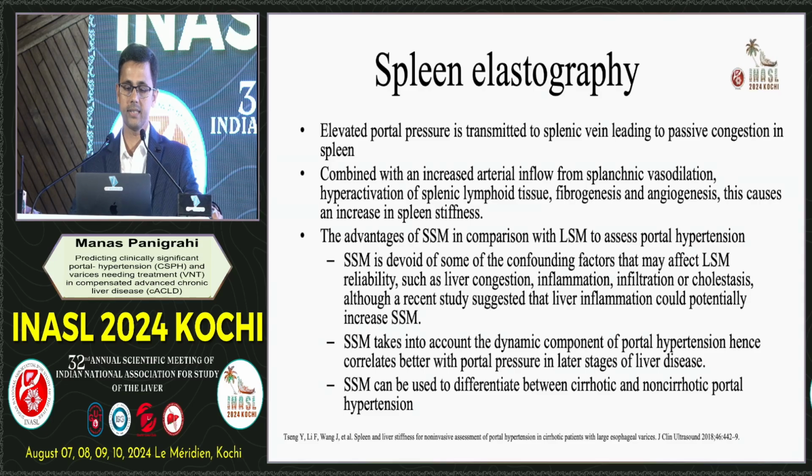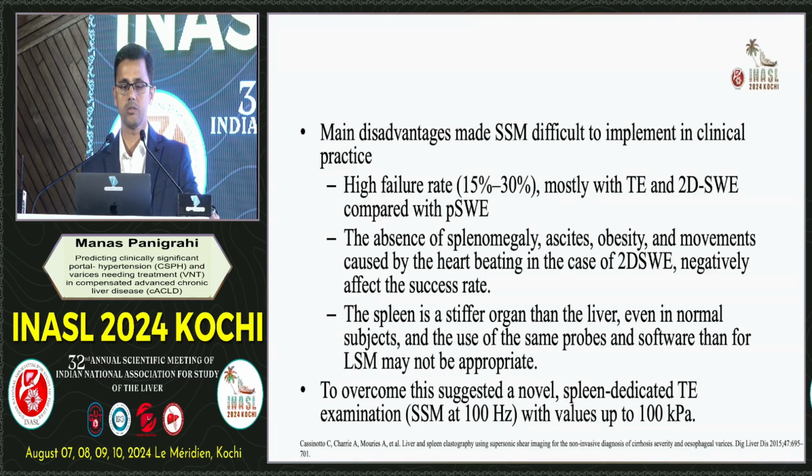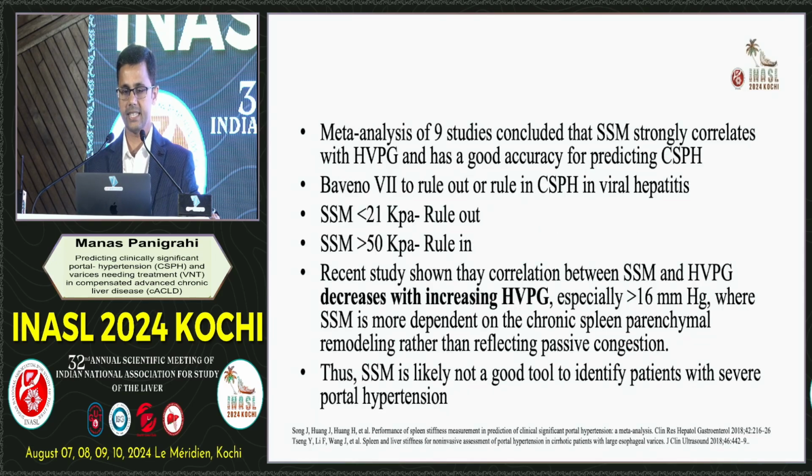infiltration, cholestasis. SSM takes into account the dynamic component of portal hypertension, and SSM can differentiate cirrhotic and non-cirrhotic portal hypertension. The main disadvantage is a high failure rate, and in absence of splenomegaly, with ascites or obesity, it is very difficult to measure SSM, and the spleen is a stiffer organ than the liver. Previously there was 75 kPa, but nowadays when a splenic dedicated probe is there, SSM at 100 Hz with a value of 100 kilopascal can be detected also.